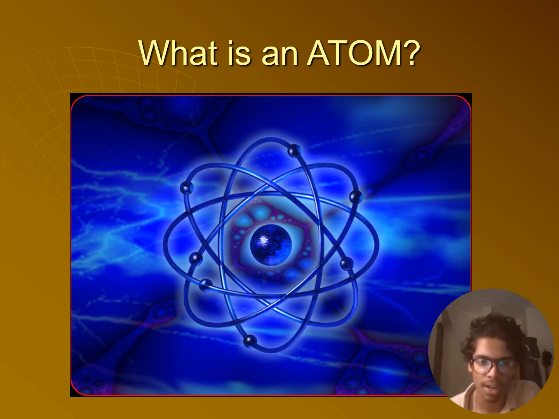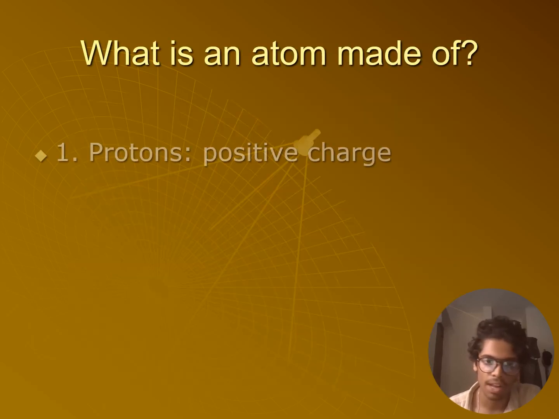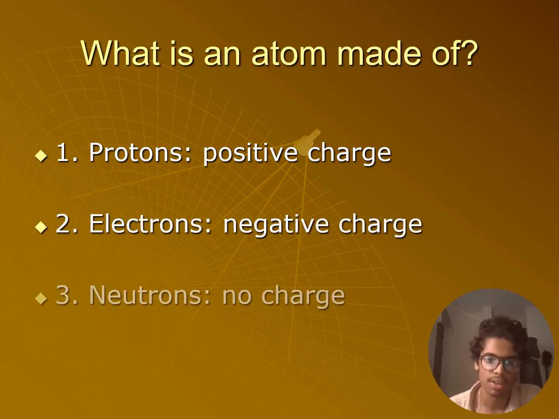So, what is an atom? We know that all things in the world are made of atoms, but what is an atom made of? An atom is made of protons, or positive charge, electrons, or negative charge, and neutrons, or no charge. The protons are concentrated inside the nucleus, and the electrons are outside. The neutrons are the ones that have no charge. Protons provide the majority of the mass, while electrons provide a minimal amount of mass. So this is what an atom is made of.